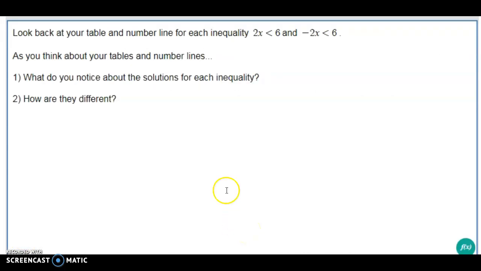So look back at your table and number line for each inequality, 2 times x is less than 6 and negative 2 times x is less than 6. As you think about your tables and your number lines, what do you notice about the solutions for each inequality? How are they different? Good luck!